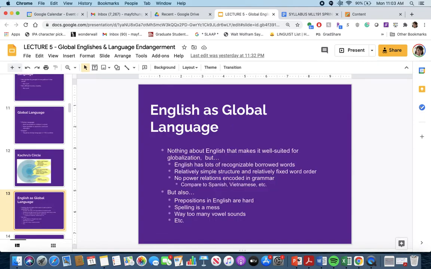So there's nothing about English that makes it suitable for globalization. But some of the facts about English is that it has a lot of recognizable borrowed words, right? For example, South Korea uses a lot of English words. And if you're learning Japanese, Japanese has a separate system for how to incorporate borrowed words from English. It has a relatively simple structure and a relatively fixed word order.